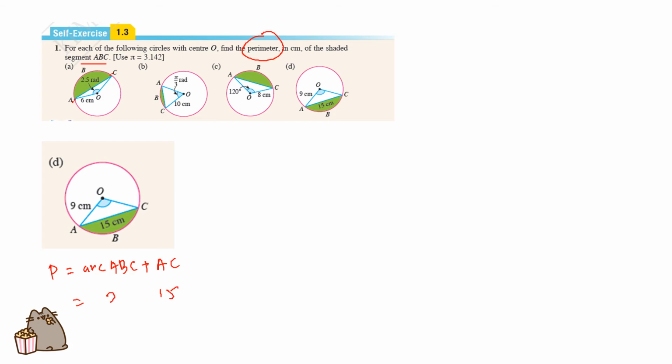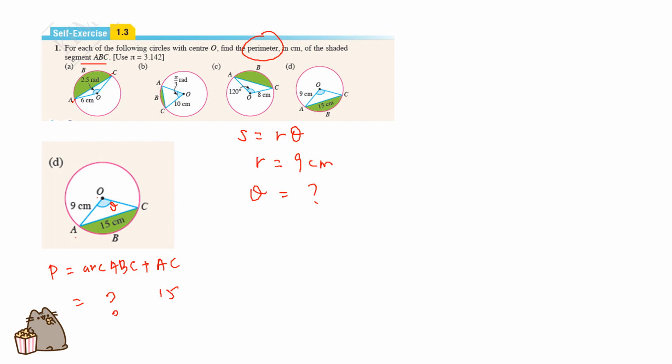So our problem is how to find the arc length of ABC. Try to recall that just now we learned S equals R theta. So R theta will give us the arc length of ABC. What is the S here? R will be OA, which is 9 cm. What we need actually is the theta. In order to get S, we need the theta first. I label the theta here.